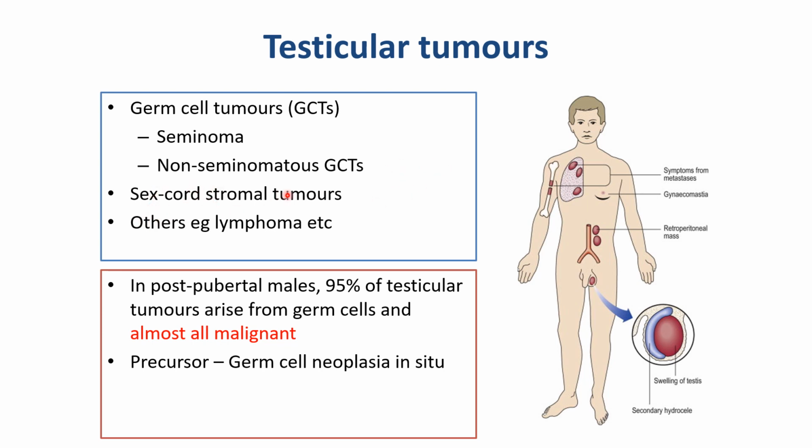Examples of sex cord stromal tumors include Sertoli-Leydig tumors, but we will not be discussing these entities in this particular lecture. Another note to mention on germ cell tumors, okay, in post-pubertal males, about 95% of testicular tumors arise from the germ cells, and they are almost all malignant. Okay, and the precursor for germ cell tumors is called germ cell neoplasia in situ.